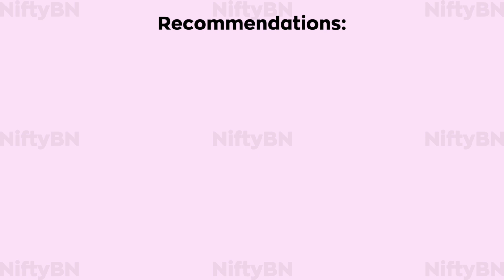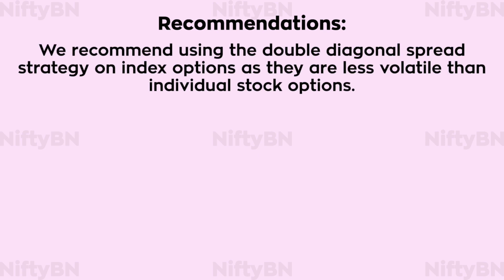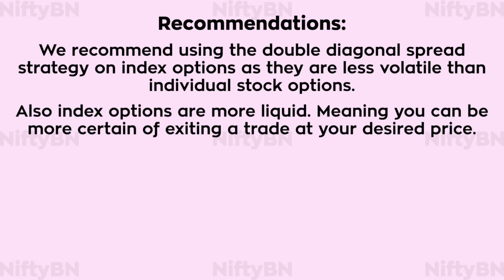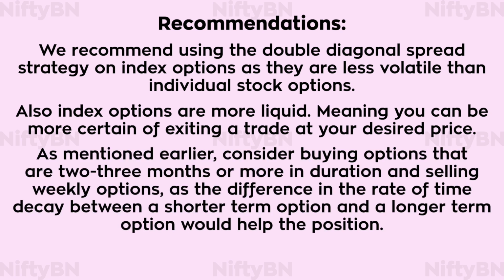Some recommendations. We recommend using the double diagonal spread strategy on index options as they are less volatile than individual stock options. Also, index options are more liquid, meaning you can be more certain of exiting a trade at your desired price. As mentioned earlier, consider buying options that are 2 to 3 months or more in duration and selling weekly options, as the difference in the rate of time decay between a shorter term option and a longer term option would help the position.